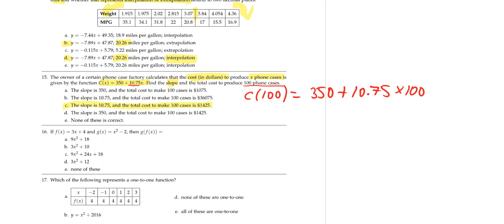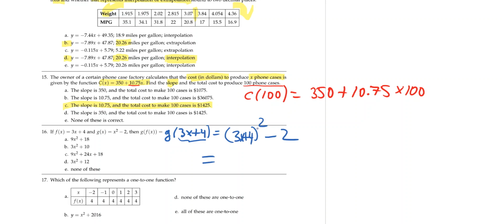Alright, next, find g composed with f of x. So g composed with f of x is basically the function g evaluated at f of x, and f of x is 3x plus 4. So now you go into the g function, and anywhere you see x, you put 3x plus 4. So this is the function g. Instead of x squared, you're going to have (3x plus 4) squared minus 2.